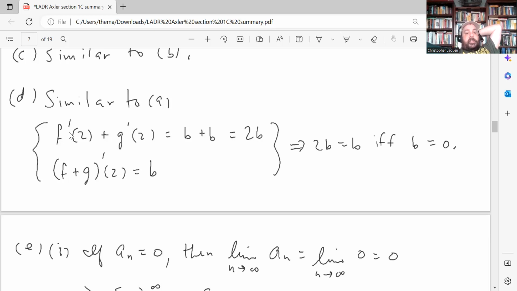If f is in the set, then f prime of 2 is b. If g is in the set, g prime of 2 is b. If we add them together, we get another function, (f plus g) prime, right? Because remember, derivatives add in that way.